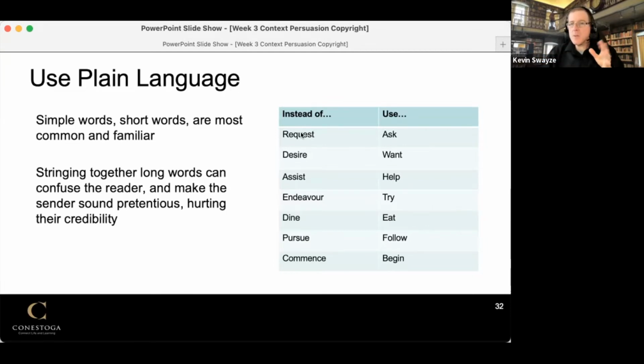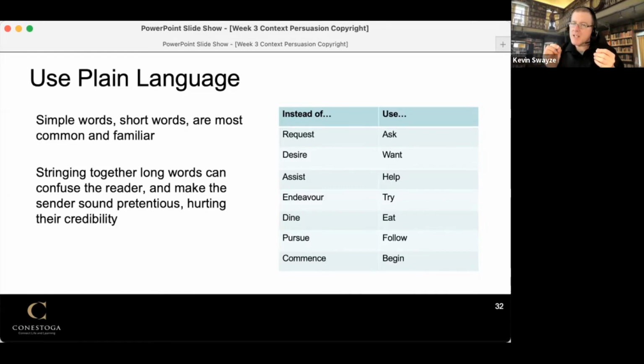Here's a list of some comparisons. Request, just ask. Desire, want. Assist, help. Endeavor, I'll try. Dine, eat. Pursue, follow. Commence, or begin. I will admit that in some of these examples, it doesn't seem like a big change.